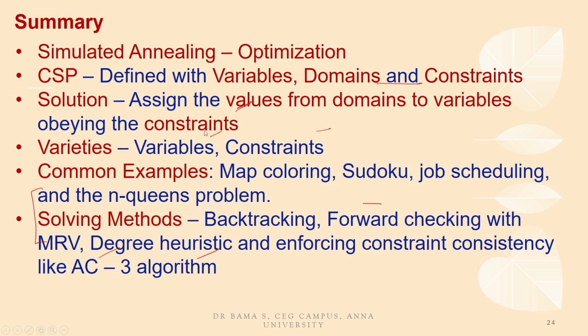To solve these using a machine, we have several methods like backtracking, where we saw the algorithm now. There are also other techniques like forward checking with the minimum remaining value heuristic, the degree heuristic in terms of graphs, and other consistency methods like arc consistency, for which we will be using the AC3 algorithm. In the next session, we will be covering these solution methods, specifically forward checking with MRV, the AC3 algorithm and adversarial search.